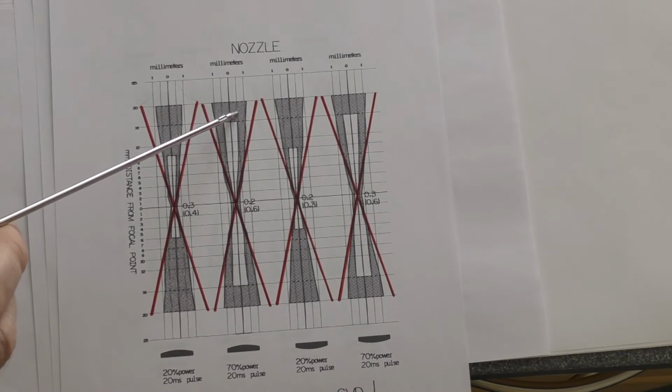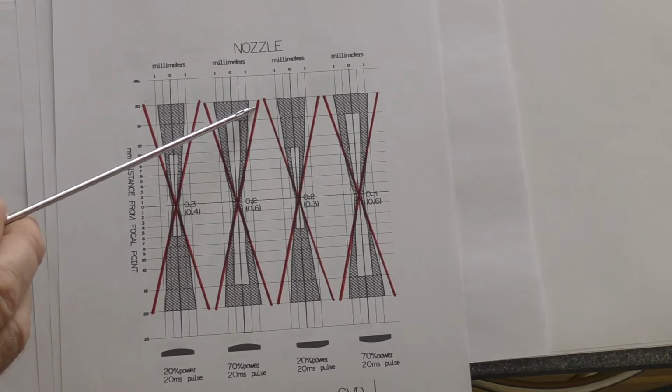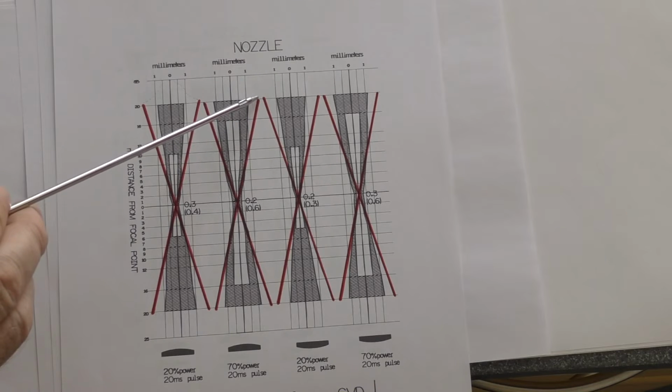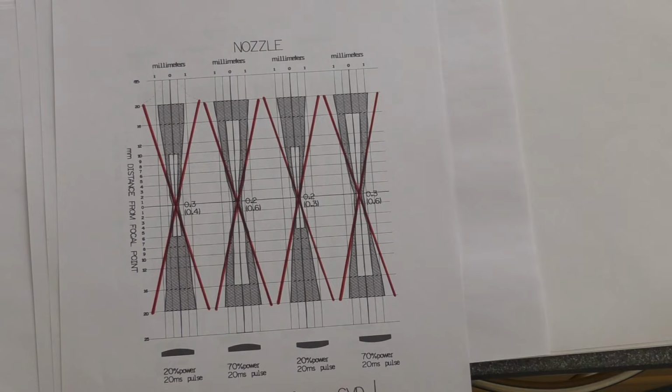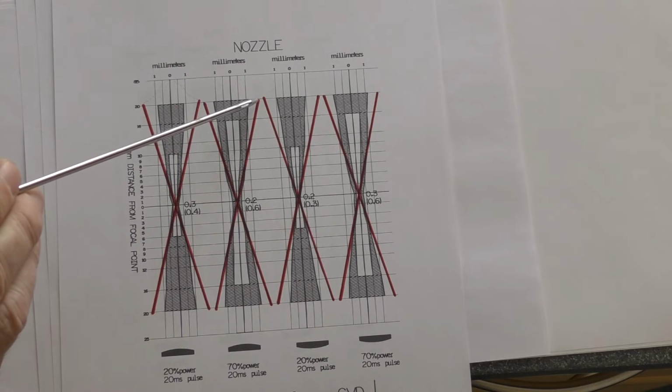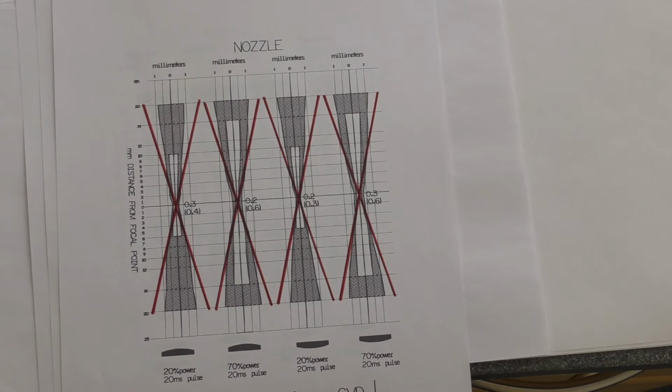Now the scorch mark is not the same as the beam. The beam is bigger than the scorch mark because the energy density to produce a scorch is a lot more than is available at the outside part of the beam.